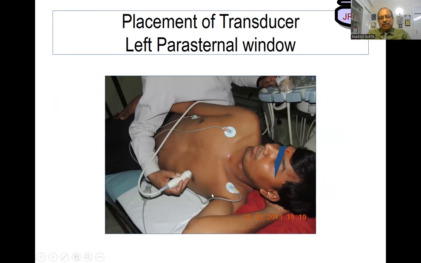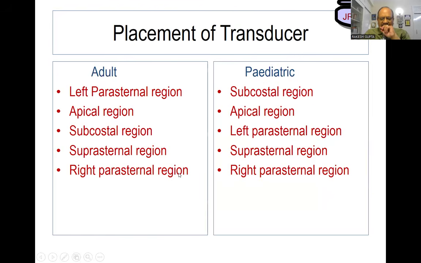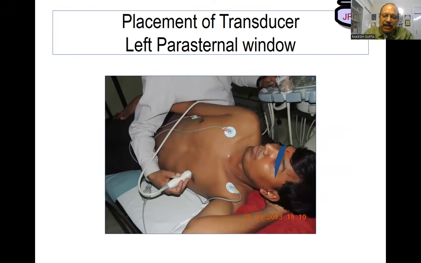This is the left parasternal window. What is the left parasternal window? We keep the transducer in the left third intercostal space, close to the sternum, index marker facing 11 o'clock. Look, there's a watch over here. This is 12, this is 6, this is 9, this is 3. My index marker is in the left third intercostal space, facing the 11 o'clock position. That is known as the left parasternal window.